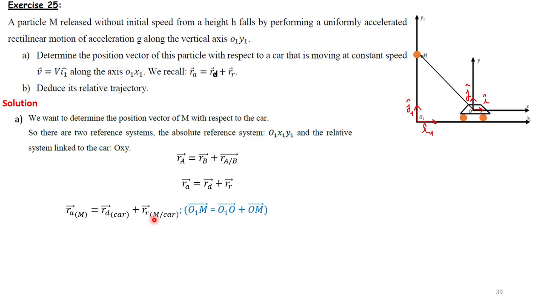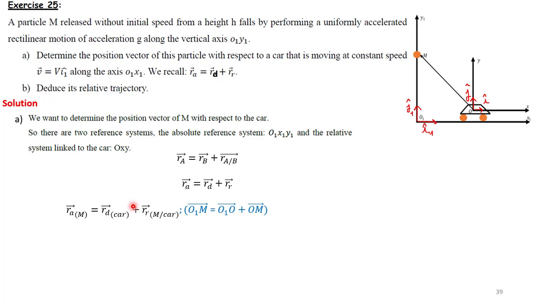So we are considering the motion of point M relative to our driving system, which is the car. So R relative is the position vector of M relative to the car. Okay, so this is to say that RA is for M, RB is for the car, and RA with respect to B is M with respect to the car. In fact, they want us to find the position vector of M with respect to the car, so they want us to find RR.